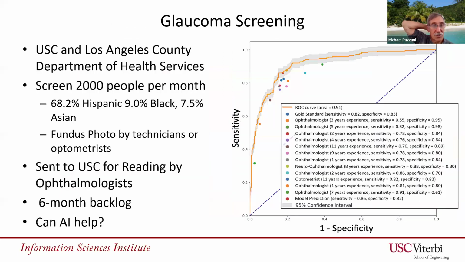So we get this data from the Los Angeles County Department of Health Services. They screen 2,000 people a month for glaucoma, and 68% of them are Hispanic, 9% African American, 7.5% Asian. The problem is that they're doing manual screening, and we asked, can AI help? Pretty quickly we came up with an AI system that does as well or better than any of the ophthalmologists at this screening.